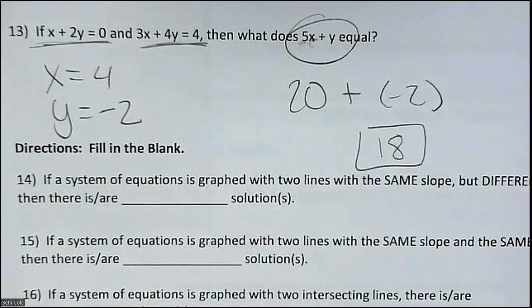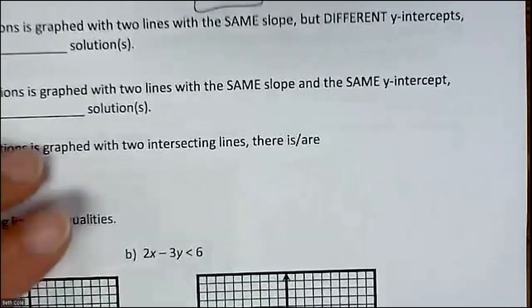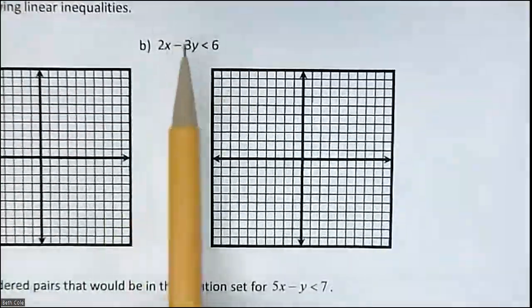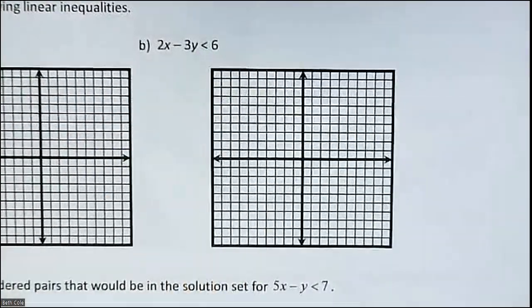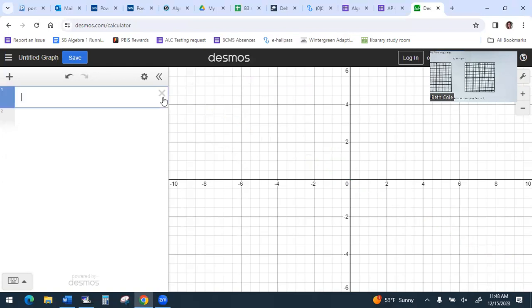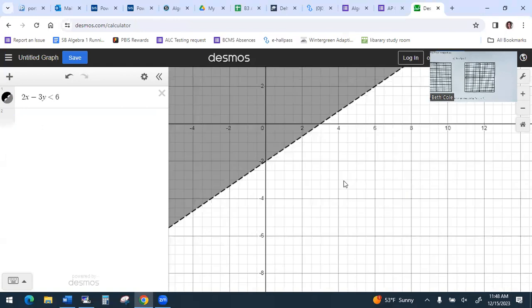All right, and then we will do on this page 17b. This is not an equation. It's called an inequality because what does it have instead? Yeah, like a greater than, less than, greater than or equal to. Okay, so I'm going to type it in. 2x minus 3y is less than. Ooh, is it going to be dotted or solid? Good, dotted.